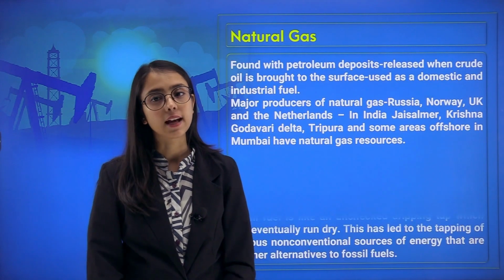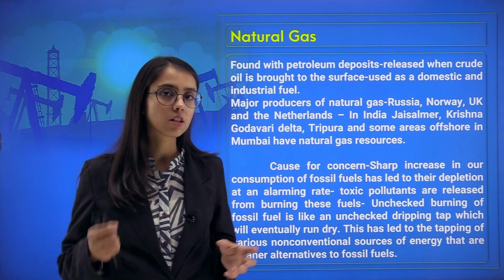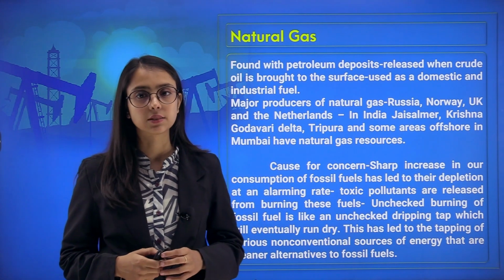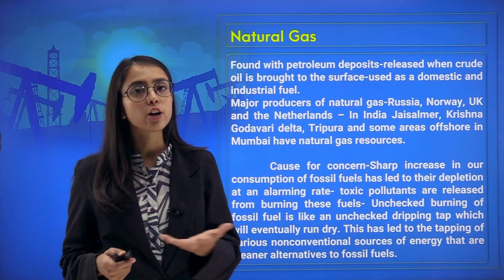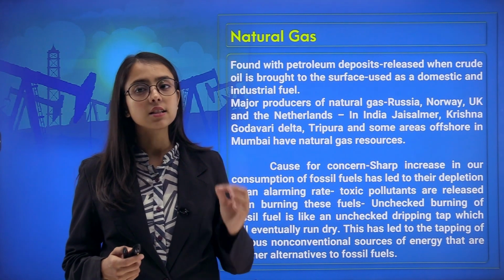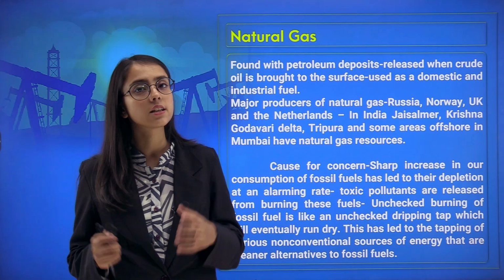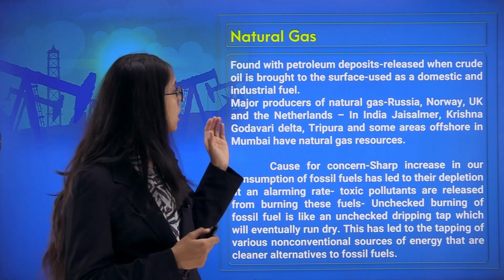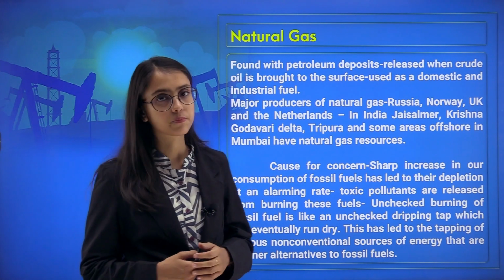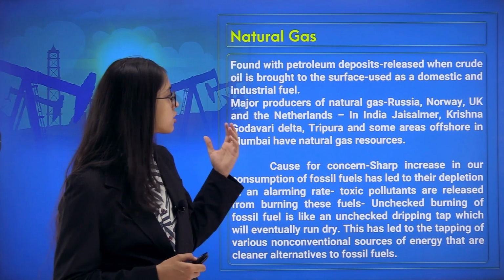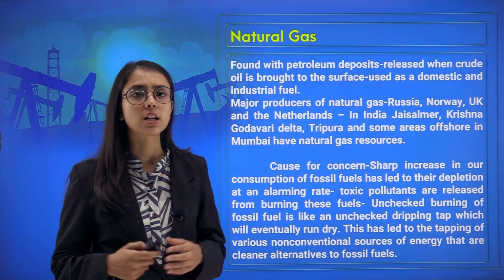Now, let's talk about natural gas. Natural gas does not have any other deposit, but it is rather found with petroleum deposits. When crude oil is released, out of which we form petroleum, there is a layer of gas which appears on the surface. This is known as natural gas. This is used for domestic purposes and as industrial fuel also. Major producers of natural gas are Russia, Norway, UK and Netherlands. In India, Jaisalmer, Krishna Godavari Delta, Tripura are some areas, and offshore Mumbai have natural gas resources.